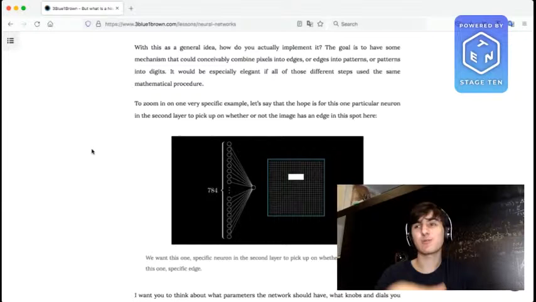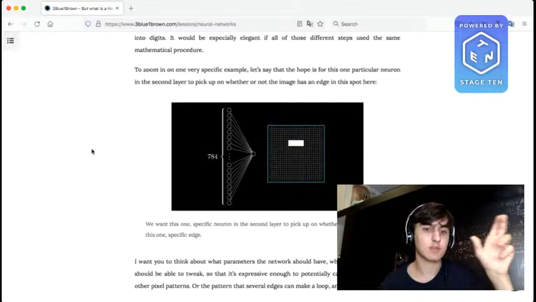To zoom in on one very specific example, let's say that the hope is for this one particular neuron in the second layer to pick up on whether or not the image has an edge in this spot here. So they've highlighted the spot with the white squares. We want this one specific spot. So I want you to think about what parameters the network should have, what knobs and dials you should be able to tweak, so that it's expressive enough to potentially capture this pattern, or other pixel patterns, or the pattern that several edges make a loop, and other such things.